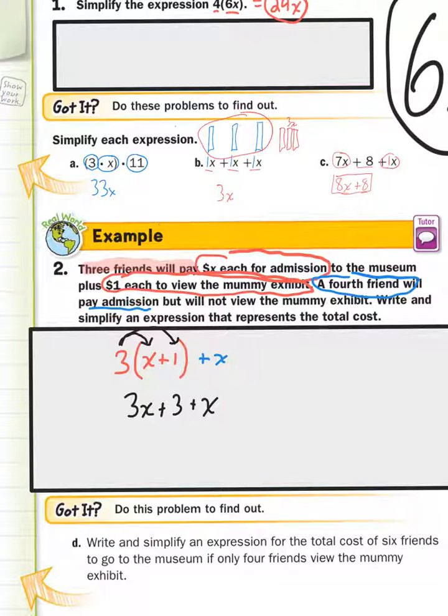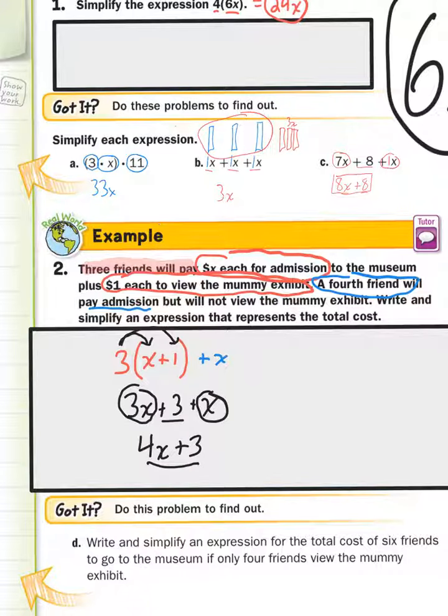Now I'm going to combine like terms. So I can add the 3X with this 1X here to get 4X. And then I'm going to bring down the plus 3. Remember, I can't combine the 4X and 3 because they're different things. They're not like terms. So this is the expression simplified.